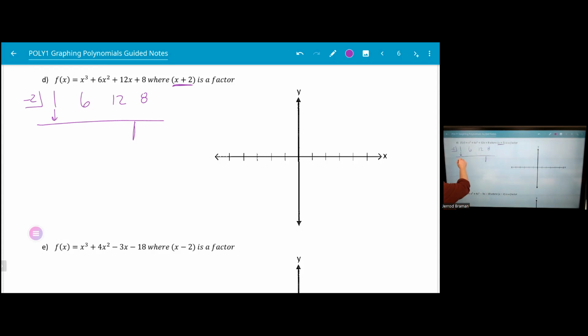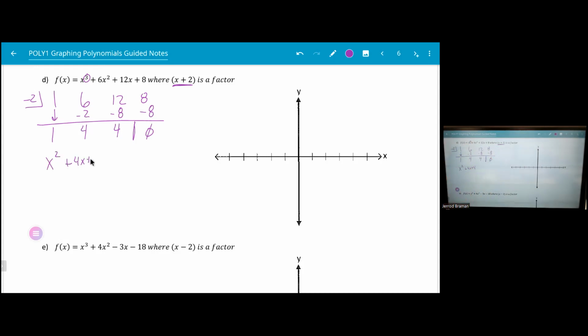Let's drop our first one down. I've got 1. -2 times 1 is -2, so I have 4 when I add down. -2 times 4 is -8. So I've got 4 when I add down, and yes, my remainder sure does end up being 0. Remember, when I'm dividing, now I have to drop the biggest exponent by 1 as I rewrite. So I've got x squared plus 4x plus 4.